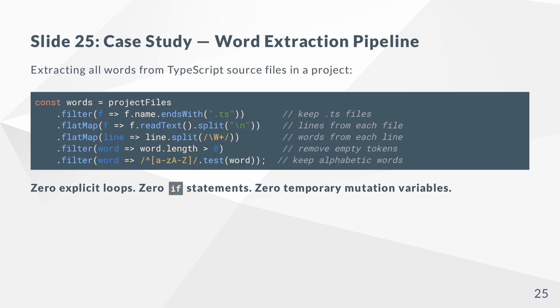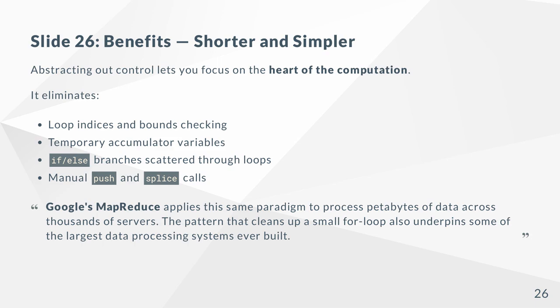Zero temporary mutation variables. Abstracting out control produces shorter and simpler code by letting you focus on the heart of the computation. It eliminates loop indices and bounds checking, temporary accumulator variables, if-else branches scattered through loops, and manual push and splice calls. This is not just a style preference. Google's MapReduce applies this same paradigm to process petabytes of data across thousands of servers. The pattern that cleans up a small for loop also underpins some of the largest data processing systems ever built.